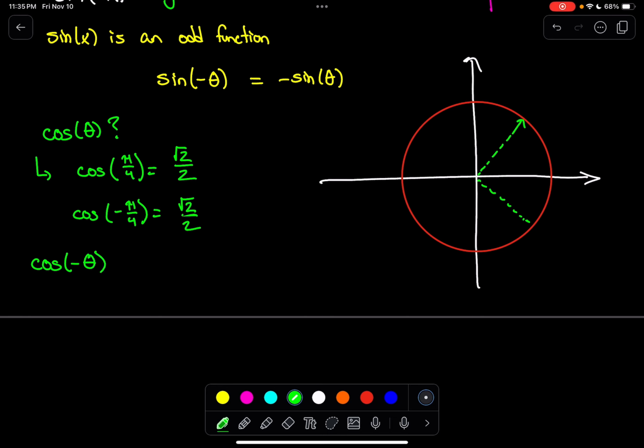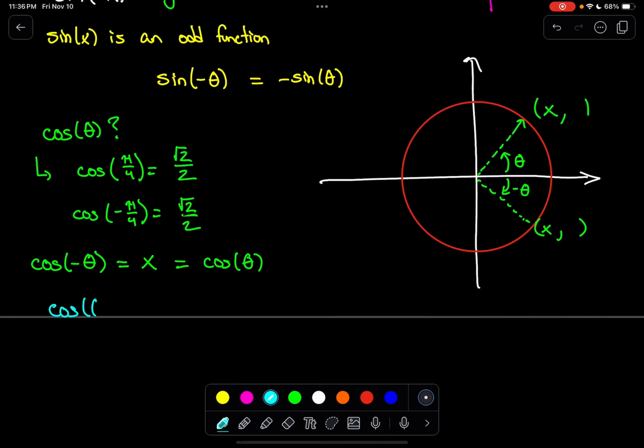Let's say we have some negative theta that we go. We're obviously going to have some positive x value. But it turns out if I had done positive theta in the first place, if I'd gone up theta degrees, I'd end up at the exact same x value. Nothing would be different there. So it turns out that cosine of theta, or cosine of x or whatever variable you want to use, is an even function.